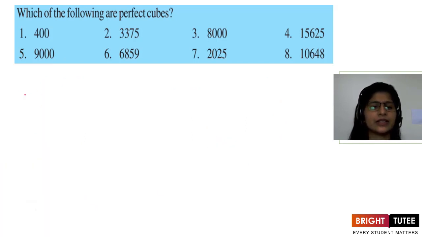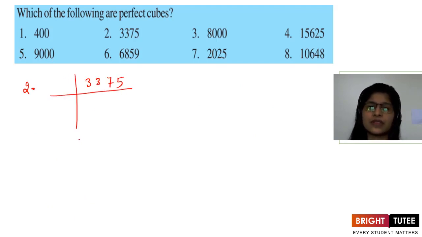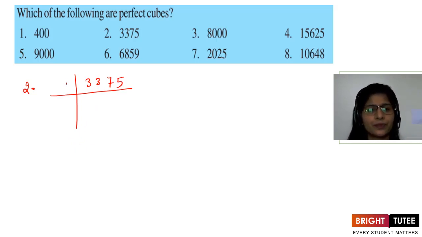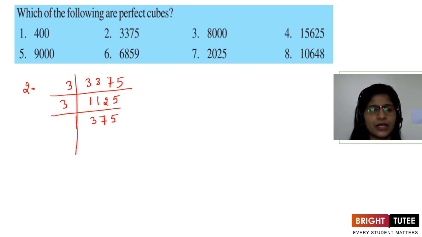That is 3375. Okay, so let's do the prime factorization with it. With 2 definitely it is not divisible. Let us try with 3. 3 ones are 3, 3 ones are 3, 3 twos are 6, and 3 fives are 15. Now again with 3, 3 threes are 9. Okay, then we have 2 left. 3 sevens are 21, 3 fives are 15. Again with 3, 3 ones are 3, 3 twos are 6, 3 fives are 15.